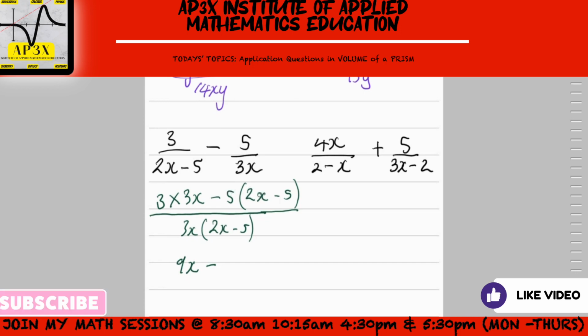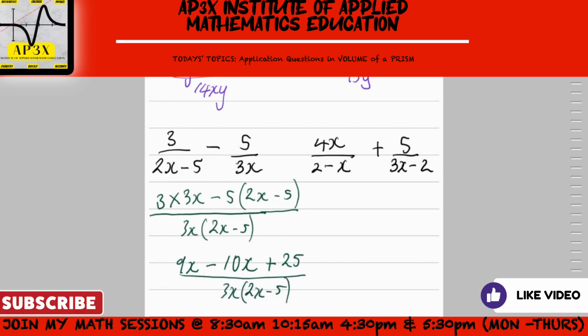So minus 5 times 2x gives us minus 10x, and negative by negative gives us positive. 5 times 5 is 25, and that is all over 3x open bracket 2x minus 5.